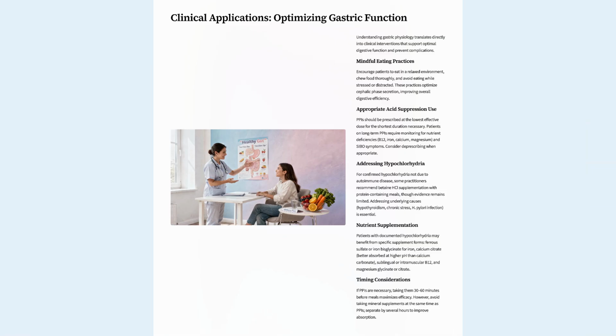Clinical applications focus on optimizing gastric function for better health outcomes. For patients with hypochlorhydria, supplemental betaine HCl may improve digestion. Addressing underlying causes like H. pylori infection is crucial. Minimizing unnecessary acid suppression medication prevents iatrogenic hypochlorhydria. Supporting protective mechanisms through prostaglandin-sparing approaches helps prevent ulcers. Dietary modifications can support healthy gastric function. Personalized approaches based on individual assessment yield the best results.